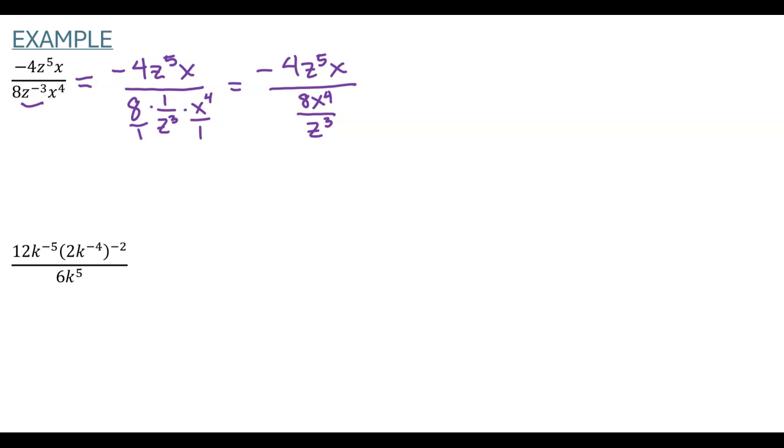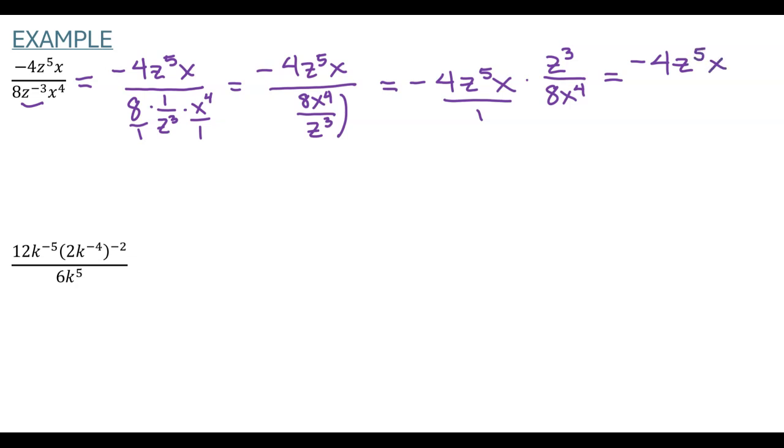Now it comes down to fraction arithmetic, and the rule with fractions is dividing by a fraction, and we are dividing. Fraction bars are division symbols. Dividing by a fraction is the same as multiplying by its reciprocal. So we don't touch the 4z to the 5th x, but the fraction in the denominator flips upside down. And then again, if we remember that that's really over 1, we can multiply it all together again, and we get a -4 z to the 5th x times z cubed. And in the bottom, we're left with an 8x to the 4th.